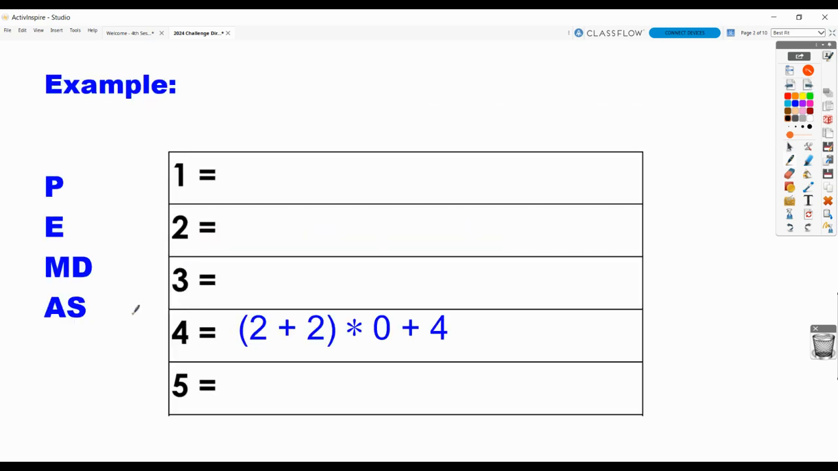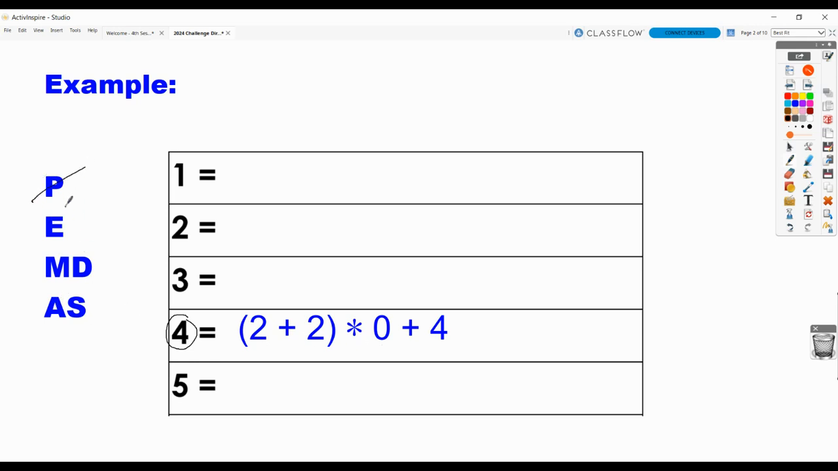Let me show you what I mean by that. Here's how I form the number 4 using only the digits in 2024. Notice this list over here on the left-hand side of your screen. Those are the order of operations. We have to follow these mathematically in order for our expressions to make sense.